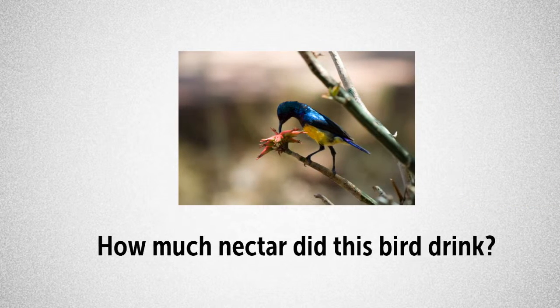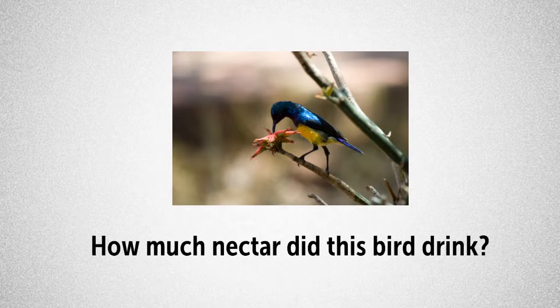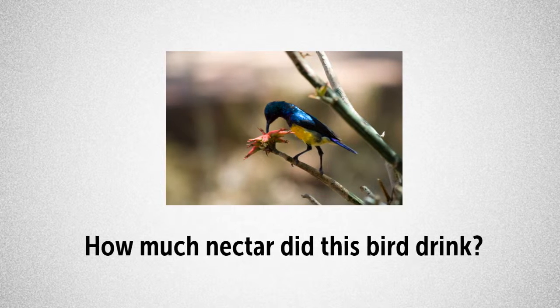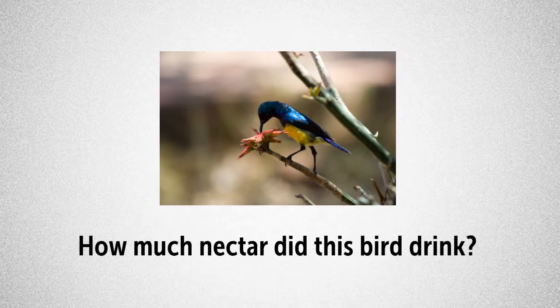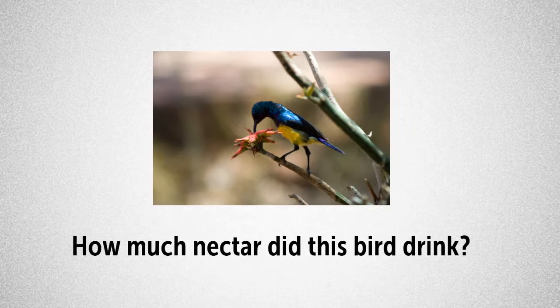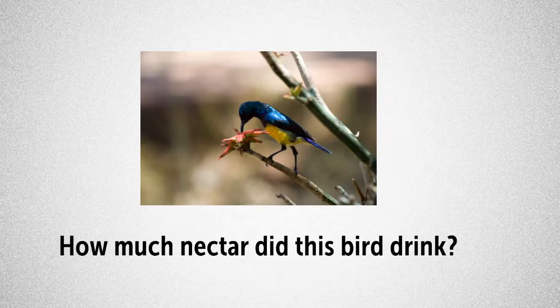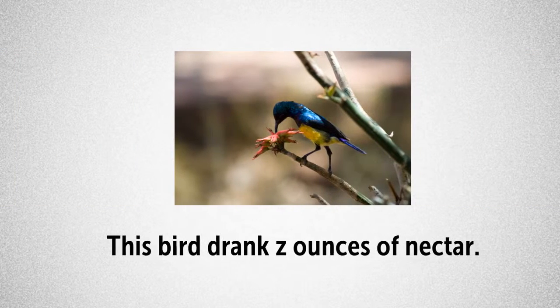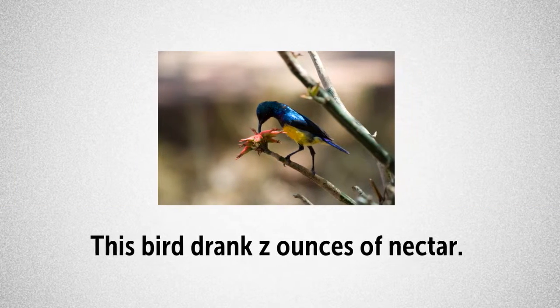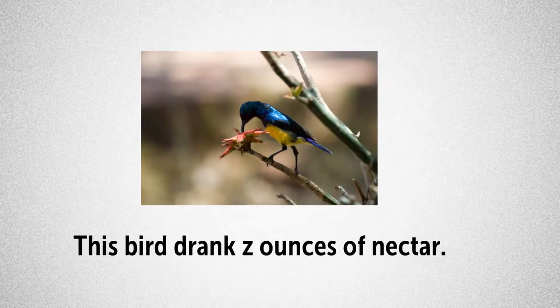You might think of leaving these questions blank or simply writing, I don't know, but there's something better. If you're asked a tough question like this and we cannot find out for sure, there must be a number associated with the answer to this question. But since we don't know the number, we pick a letter from the alphabet and think of it as a number. For example, we would say this bird drank Z ounces of nectar.